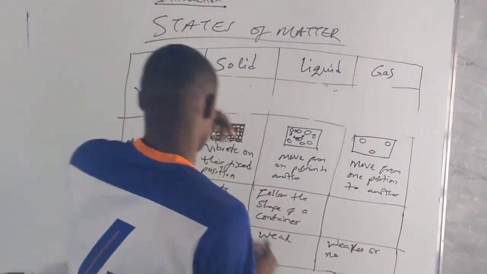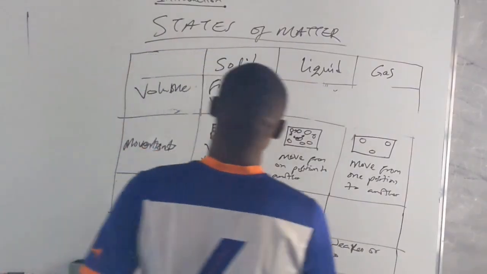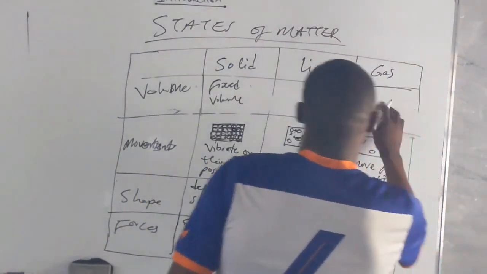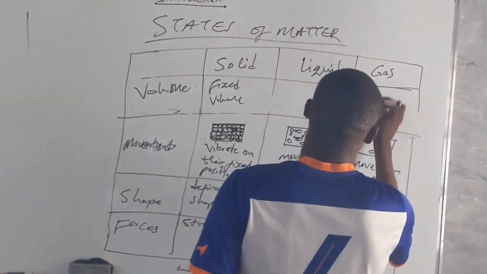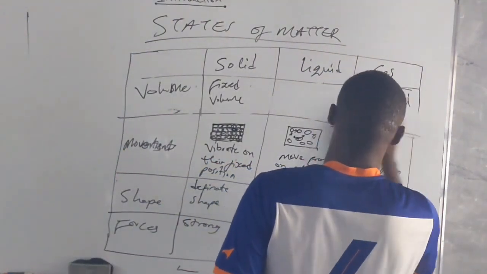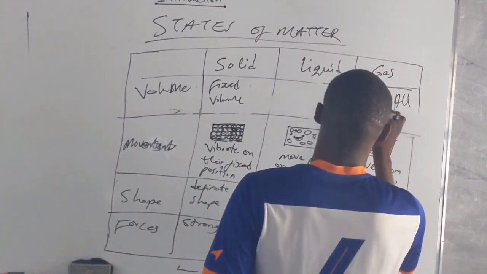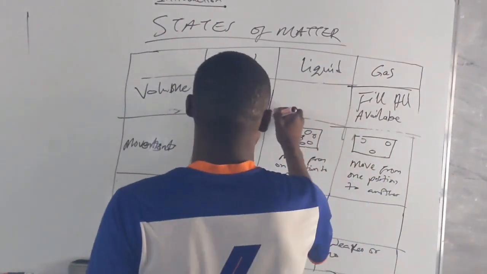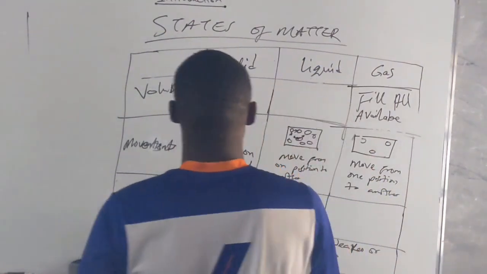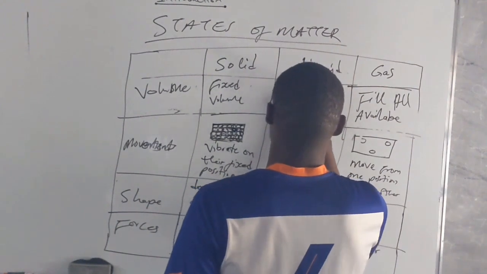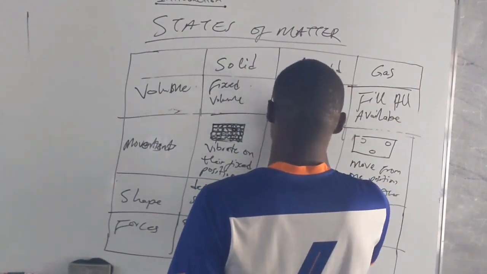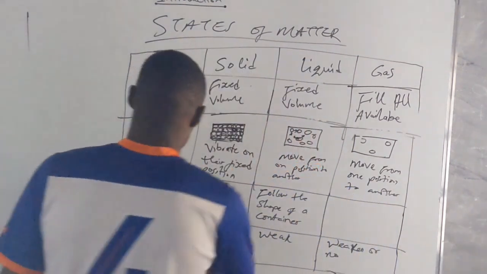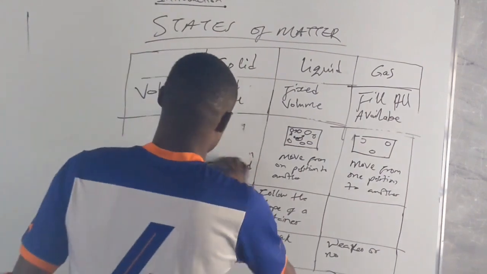Then we proceed to the volume. The solids have a fixed volume. Before we talk about liquids, gases fill all the spaces available. Then for liquids, the volume is also fixed, so they have a fixed volume also. Then, after that, we look at the compressibility. Are they compressible or not?